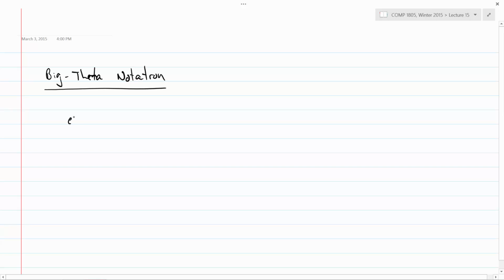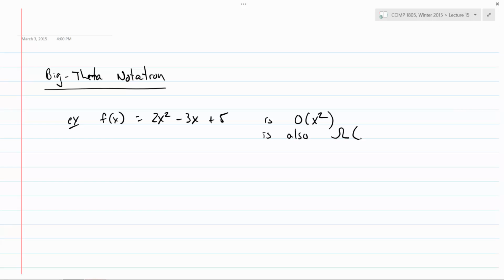So if you have a function like f of x is, let's say, 2x squared minus 3x plus 5, you could sit down and show that that is big O of x squared. And you could also sit down and show that that is big omega of x. Is there anything bigger that it's also big omega of? So is it also omega of x squared?